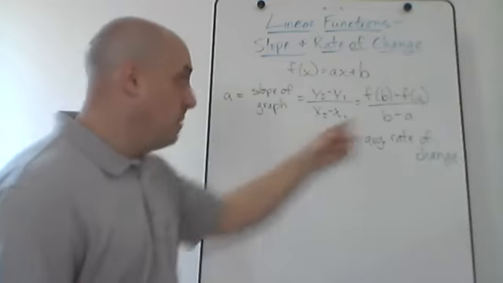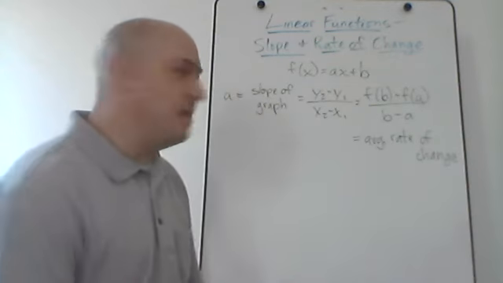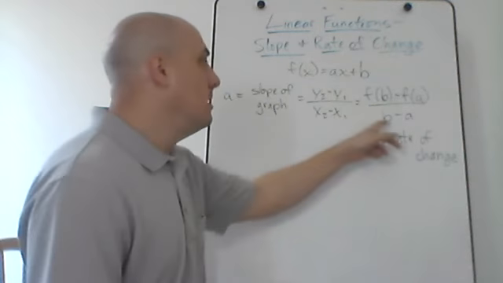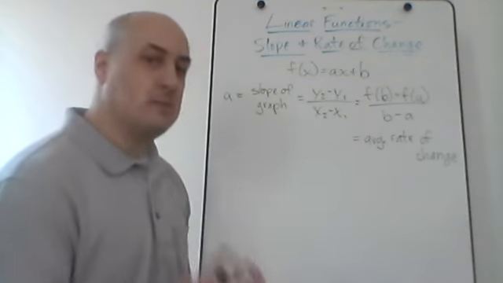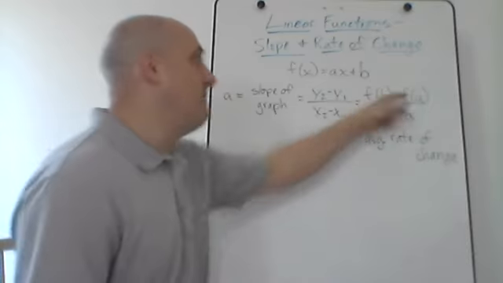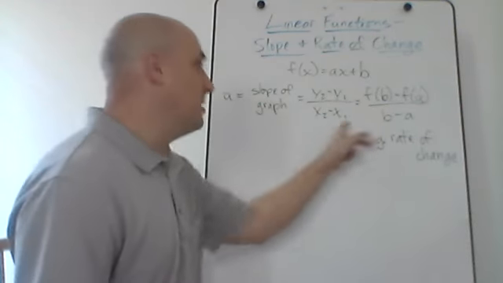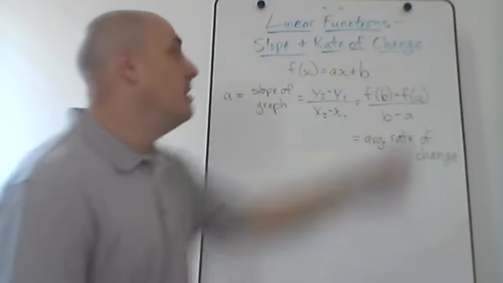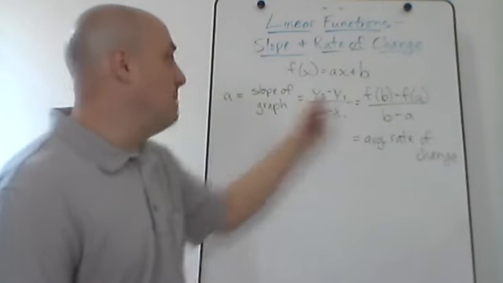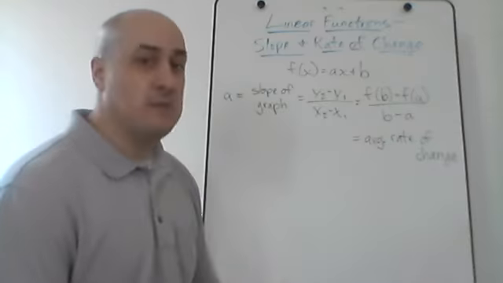Now, the slope formula is also the same thing as the rate of change formula, the f of b minus f of a over b minus a. The a and the b are my two x values, and f of b minus f of a are those two corresponding y values. So a is like your x1, b is like your x2, f of a is your y1 and f of b is your y2, and that's our average rate of change formula.